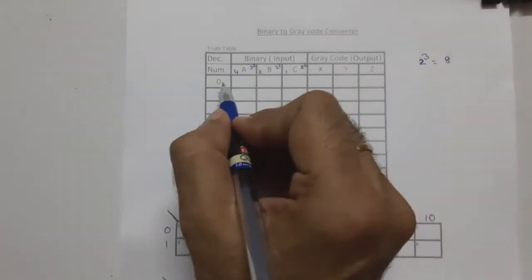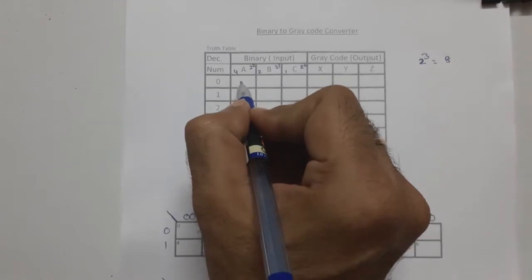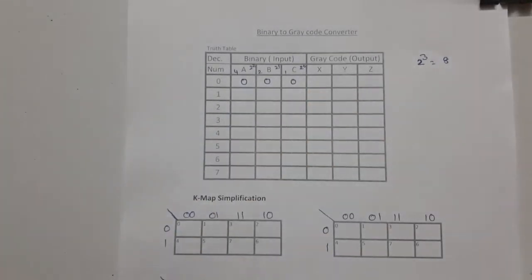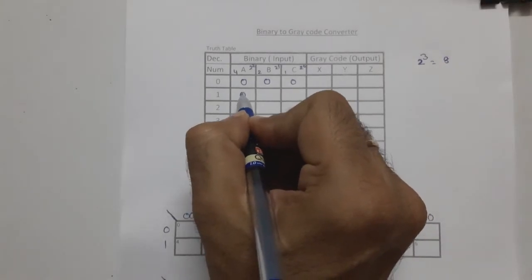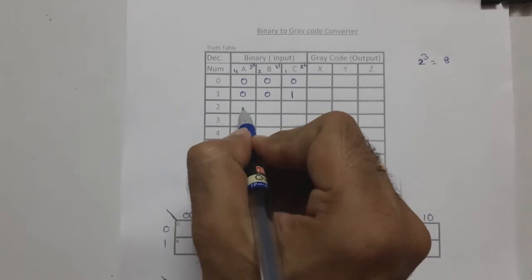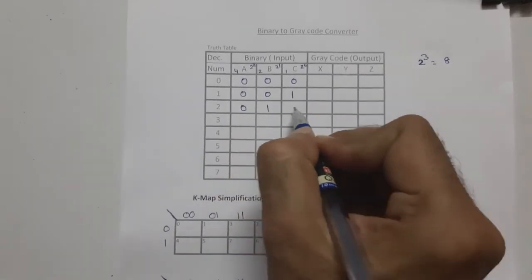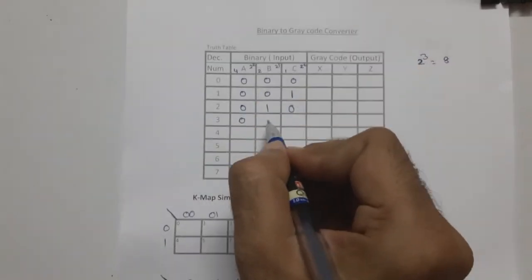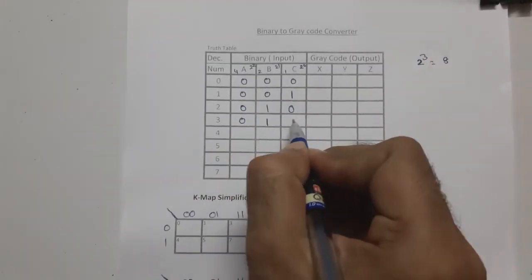Now the binary number for 0 is 0, 0, 0. And for 1 it is 0, 0, 1. And for 2, 0, 1, 0. And for 3, 0, 1, 1. 2 plus 1 it is 3.